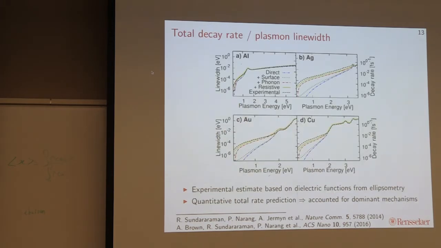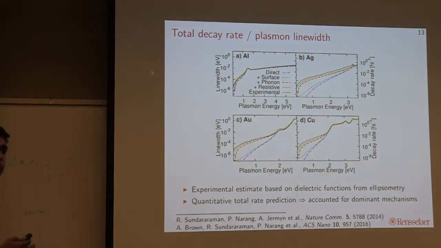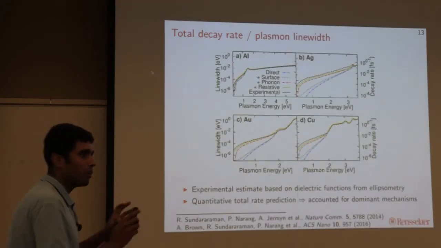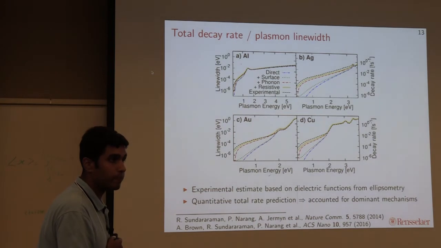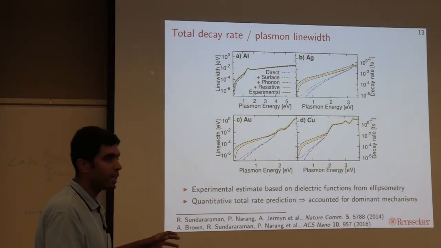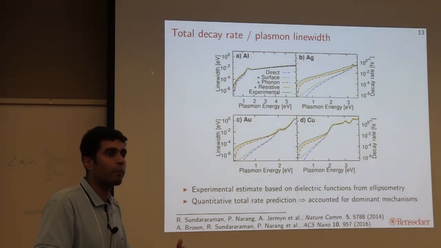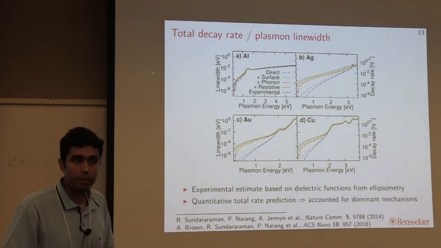Moreover, we can add all these contributions together and predict the total line width, which corresponds to the plasmon decay rate, or effectively the dielectric function of the material, and compare that to the experimental value. Once we put all of these mechanisms together, you find pretty good agreement for all these four metals, which are the most promising plasmonic metals: aluminum and the three noble metals. So effectively this shows us that we've accounted for all the dominant mechanisms of light absorption in these materials.